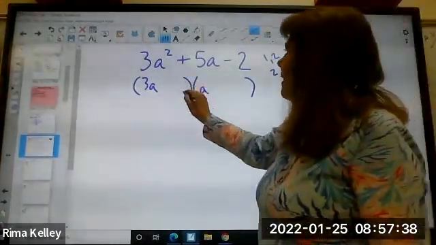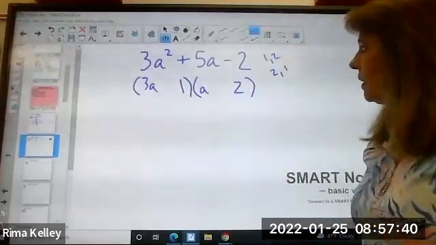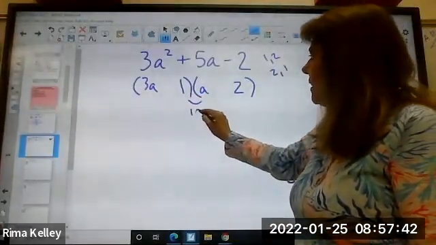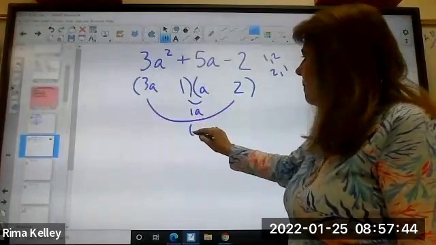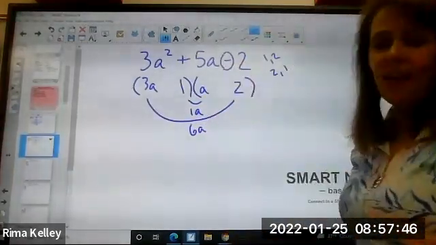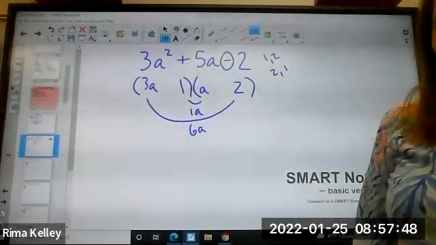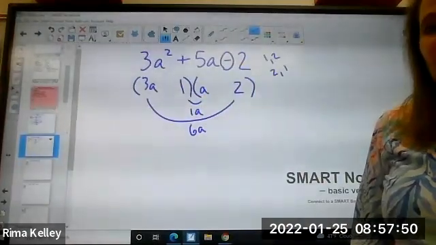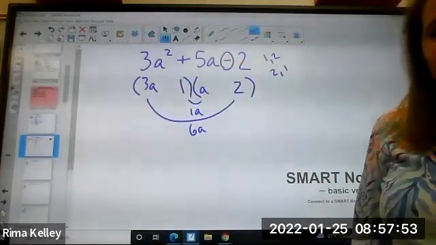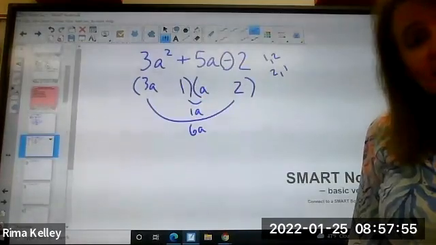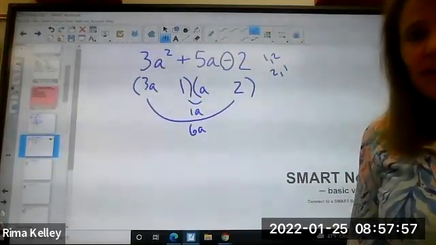So we'll try 1 and 2. This gives me 1a, and this gives me 6a. And this sign tells me I'm subtracting them. Is 6a minus 1a really 5a? And the answer is yes. So you got it on the first try.